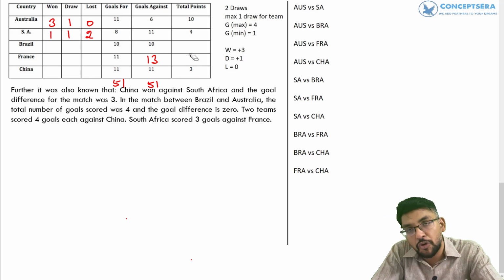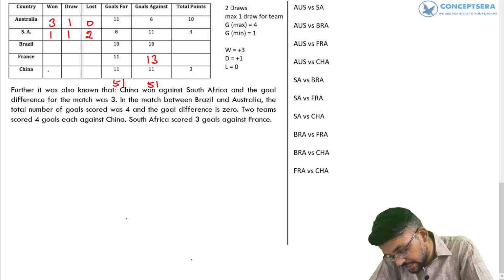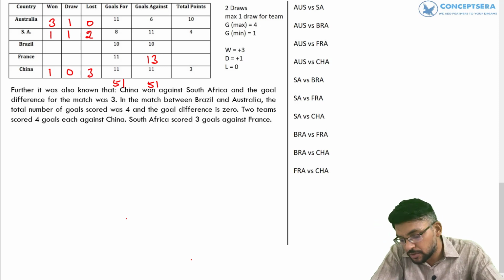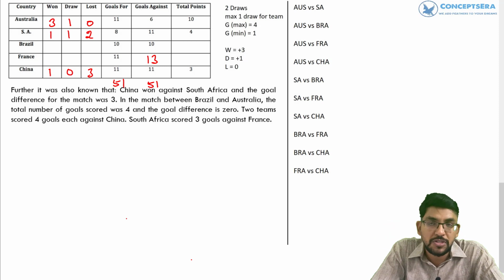So 3 points in 4 matches is only possible when there is 1 win and the remaining are losses. So definitely we can say China has 1 win, 0 draws, and the remaining are definitely losses. So we can say the number of losses will be 3 here. So now half the table will be almost filled.